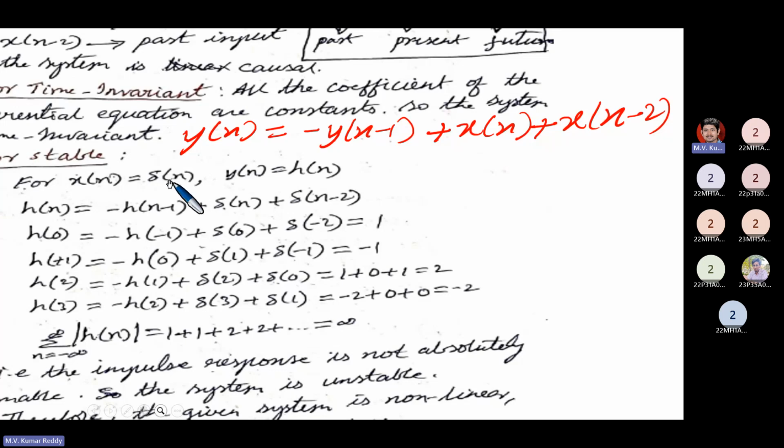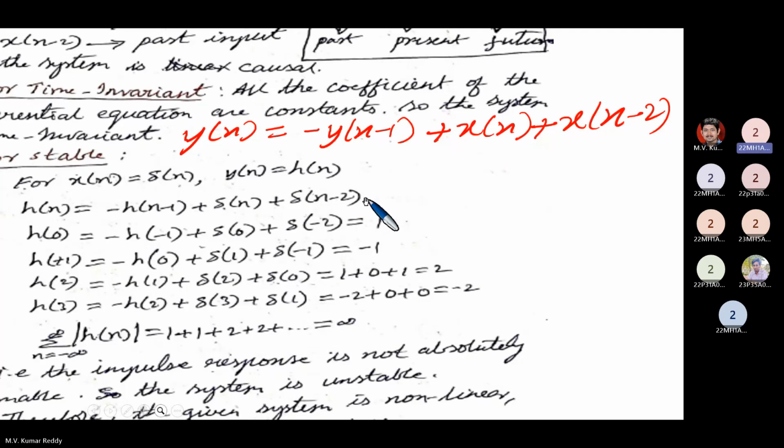Okay, when the input impulse function is given, what output comes? h of n. Okay, x of n is input, y of n is the output. Here delta of n is the input, h of n is the output. Okay, now in place of y of n you have to write h of n. So h of n, minus next y of n minus 1. So h of n minus 1 plus x of n, that is delta of n, plus x of n minus 2. Okay, here x of n minus 2 means delta, so delta of n minus 2. Is this point understood?